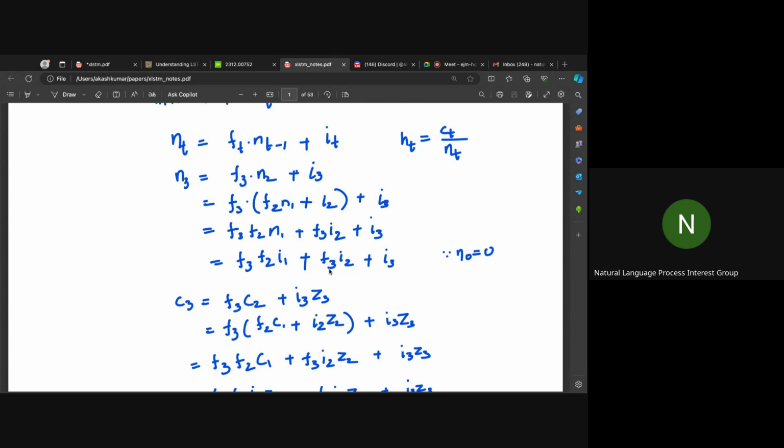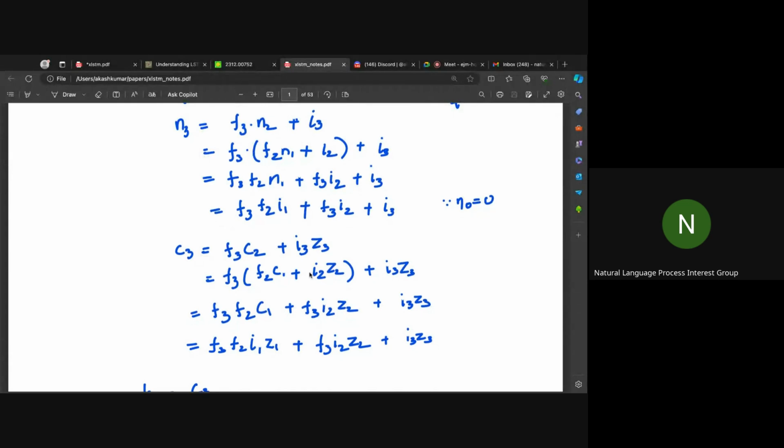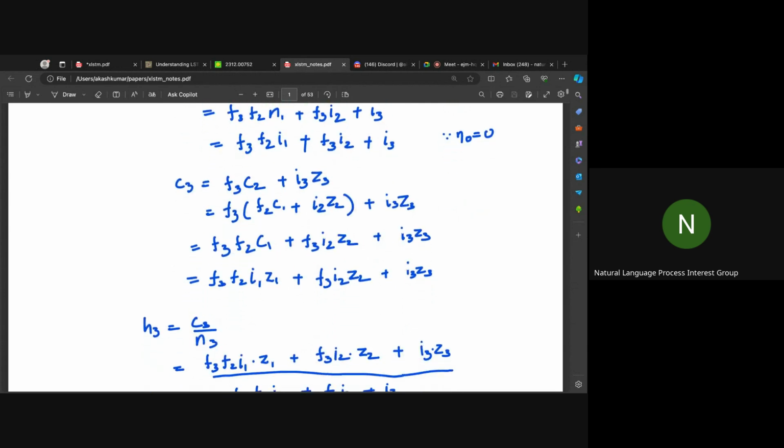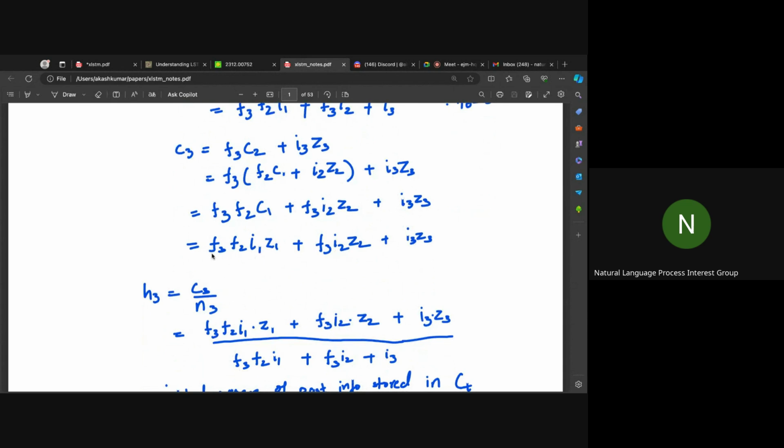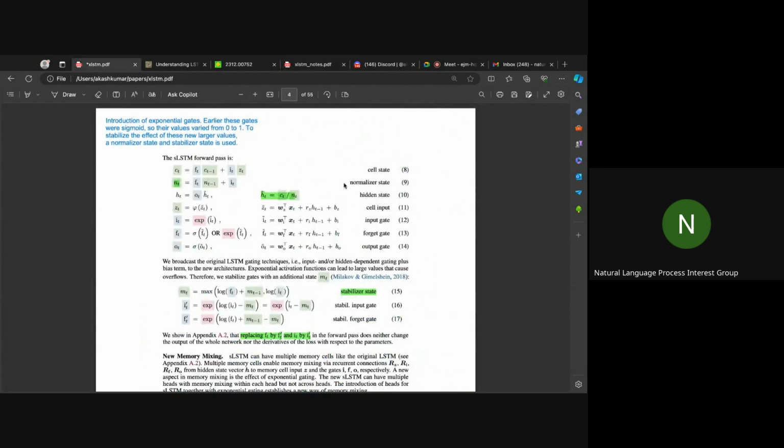And you can see as we go in this particular direction, for the input gate at the second time step, we are multiplying only the forget gate at the third time step. And now let's try to calculate the cell state at the third time step. When we do that, we will reach this expression, where Z1, Z2, and Z3 are the cell inputs at each particular time step.